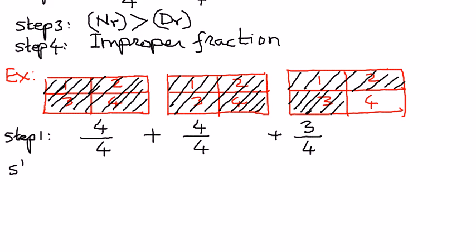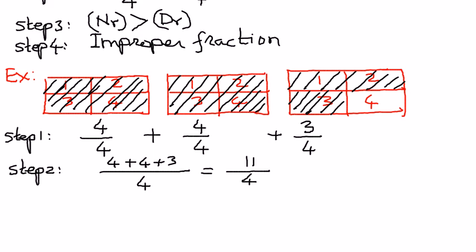So as a second step, I'm going to say the denominator for these three fractions is the same, so I'm going to write the denominator once, and I'm going to add the numerators. 4 for the first block, 4 for the second block, and 3 for the third block. 4 plus 4 is 8, 8 plus 3 is 11. So therefore, the fraction came out as 11 over 4.